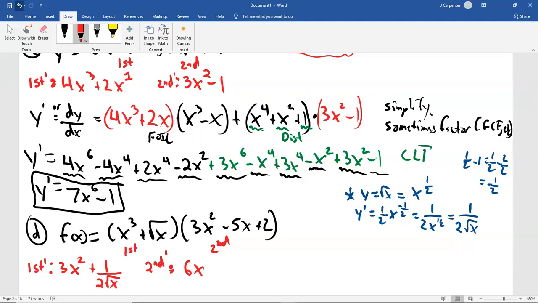Then we have the minus 5x term. That's linear, that's a special case. So the derivative is just the coefficient, it's just the minus 5. Then for the 2, that's a constant, that's the other special case, the derivative of a constant is nothing. Horizontal lines have a slope of 0. So that's the derivative of the second.